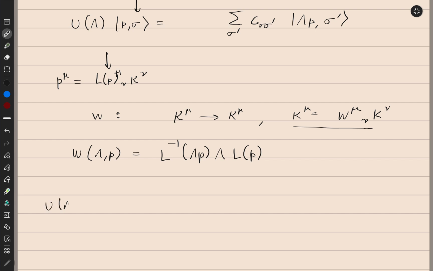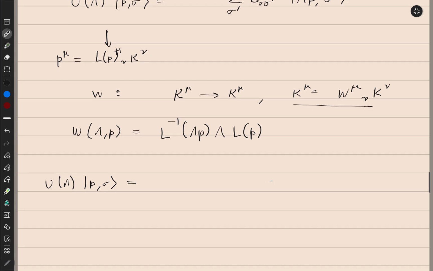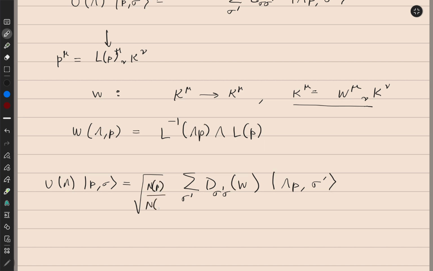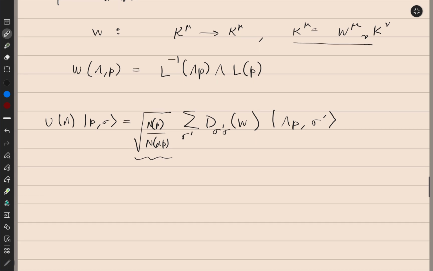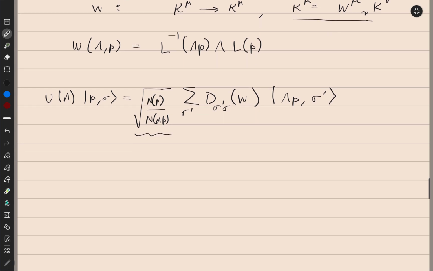The main result was, if you apply U of lambda on this eigenstate p sigma, again you get lambda p, of course, and sigma degrees of freedom are rotated, but these are now rotated by representations of the little group W, and there was some normalization factor right here, N of p and lambda p. Apart from this, next we will consider the case of massive particles, because this thing separates the analysis into 6 classes.